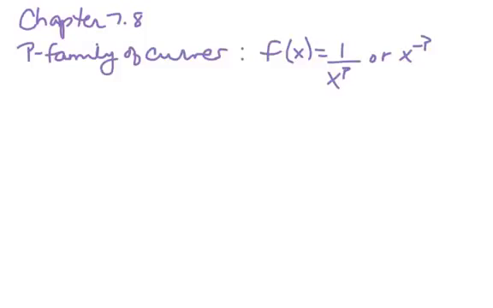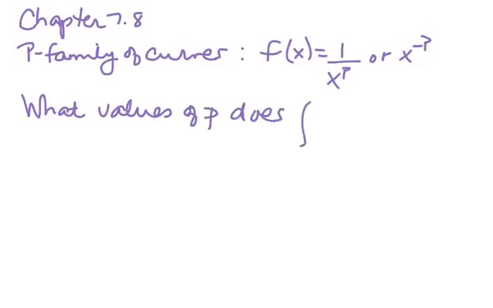In this video, which is also a continuation of chapter 7.8, we're going to look at the p family of curves where f of x is a function 1 over x to the p. So the question becomes, for what values of p does the improper integral from 1 to infinity of f of x, where f of x is a p family curve, converge?